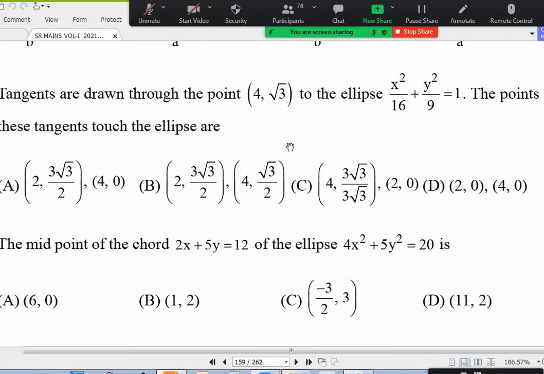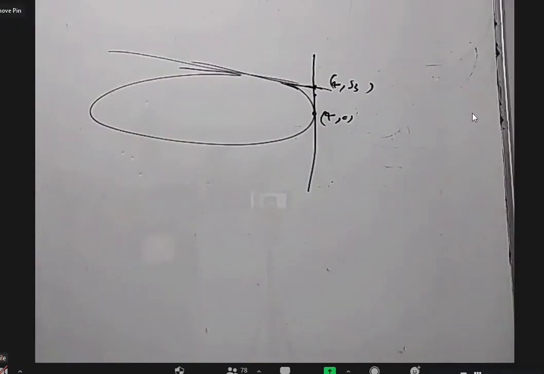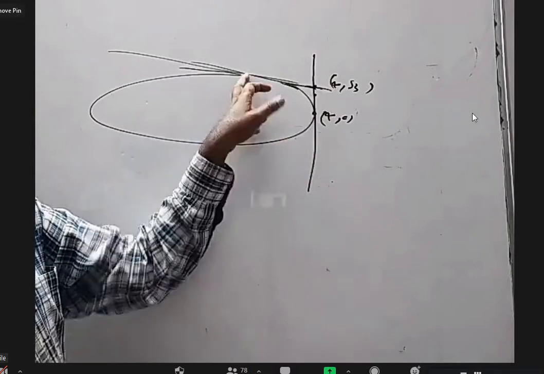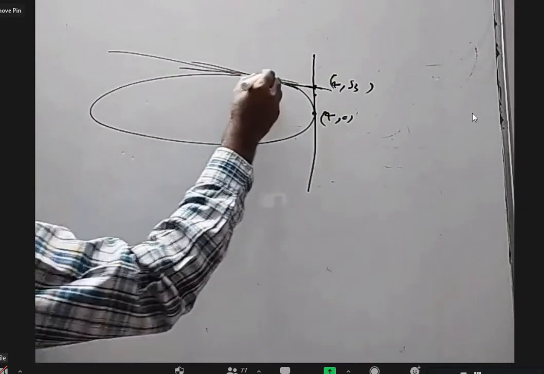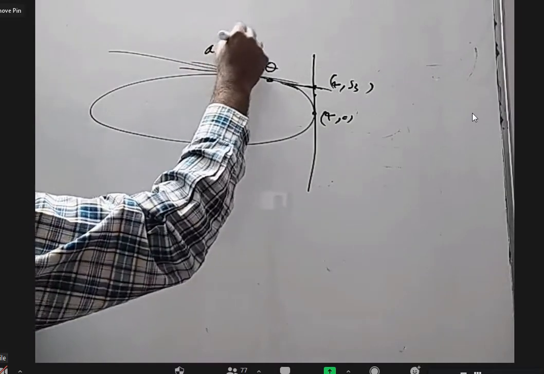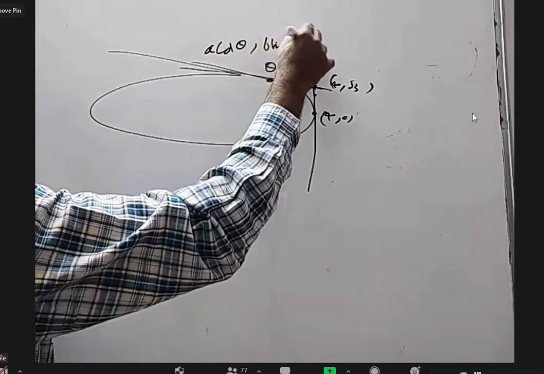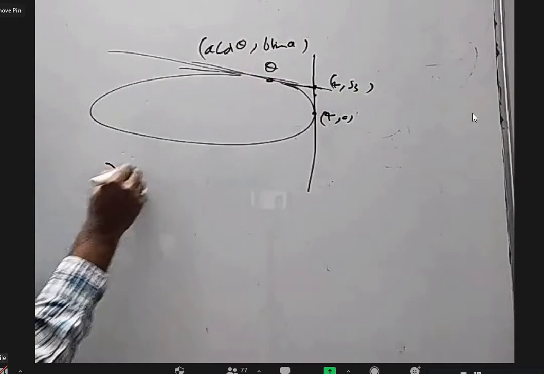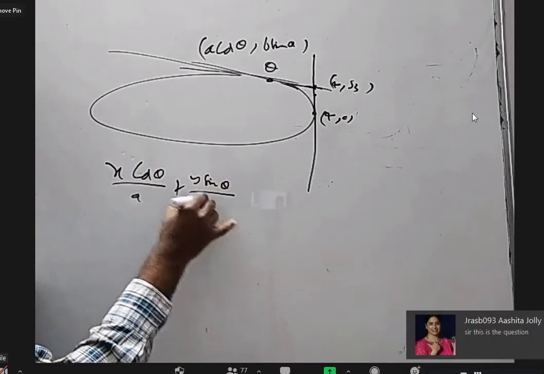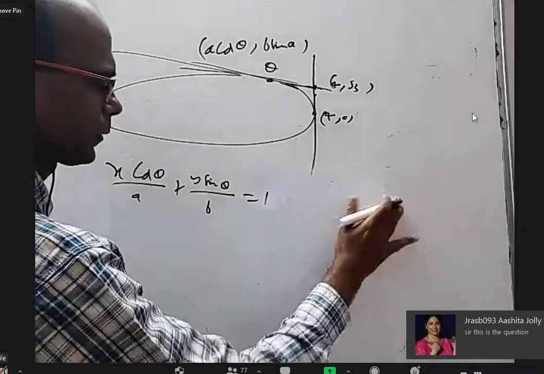Anyway, the question is, from an external point, two tangents are drawn. What are the points of contact? I'll take this point as theta. That is a cos theta comma b sin theta. What is the equation of the tangent at that point? X cos theta by a plus y sin theta by b equal to 1.